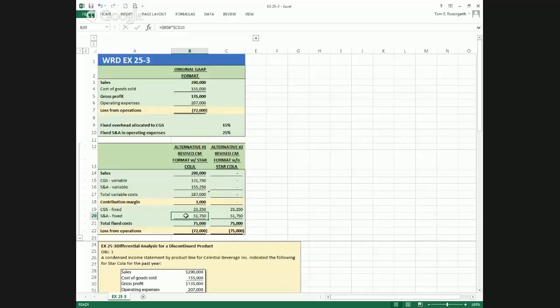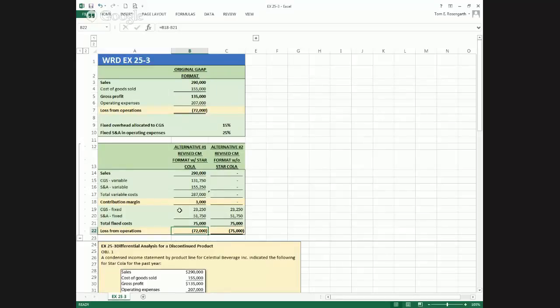$23,500. Let's do the same for selling and administrative fixed costs. We would want to take the total operating expenses, $207,000, which is in cell B6, and multiply it by the 25% fixed cost that's buried in the total operating expenses. That's in cell C10, and put the result in cell B20. You can see that that amount is $51,750. And if we would add the two amounts of fixed costs together, $23,250 plus $51,750, that produces total fixed costs that are allocated to Star Cola and will not go away if Star Cola is discontinued of $75,000. Now, we need in the next step to find the variable costs.